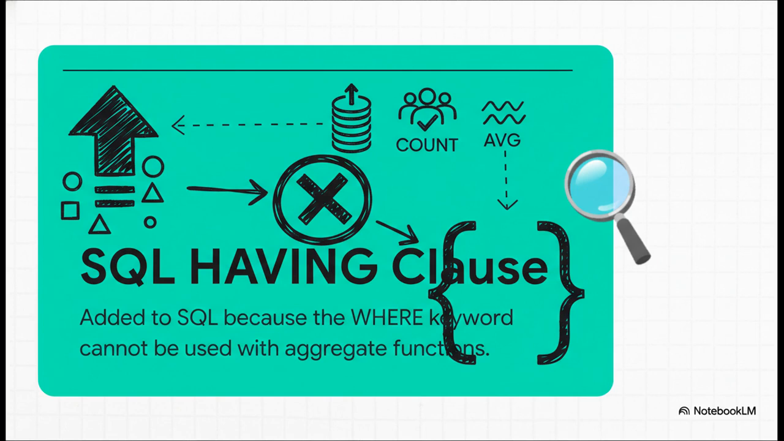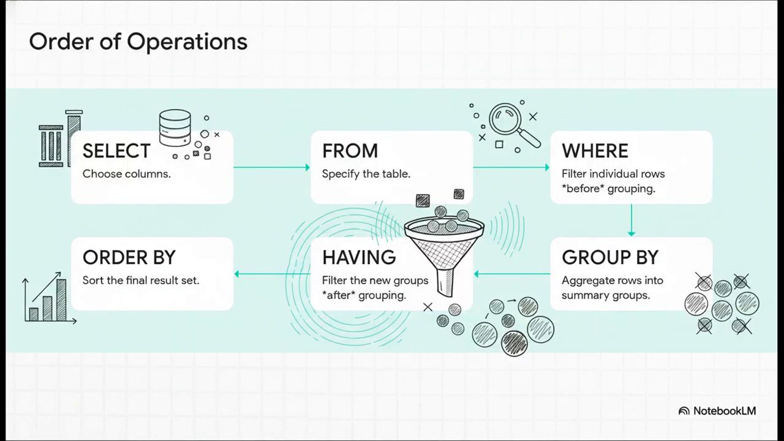You see, the WHERE clause filters your data row by individual row before any of the grouping or counting even happens. It has no idea what the final sum or count is going to be. And that's exactly why HAVING was created, to jump in after all those aggregate functions have done their work. So where does HAVING fit in the grand scheme of things? Well, this order of operations is absolutely crucial to understand.